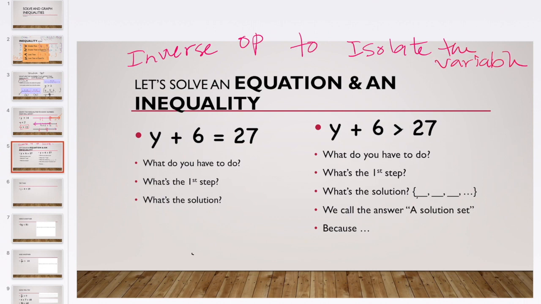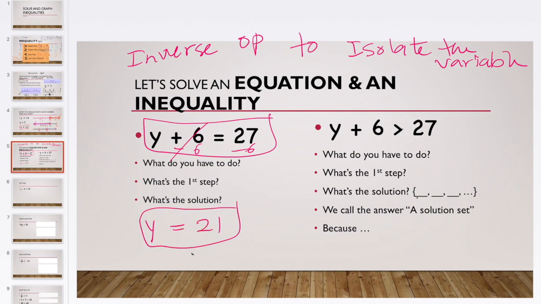Okay, let's do the inverse operation to this equation here. What is the operation? Plus 6. What's the first step? Do the inverse operation, which is minus 6 on both sides. This cancels each other, 6 minus 6. Y is equal to 21. Okay, we have a solution for this equation.